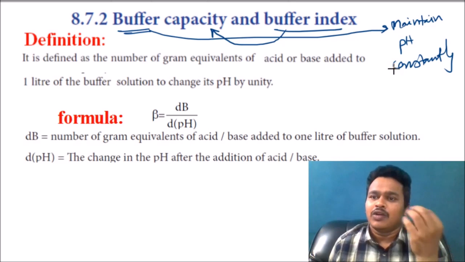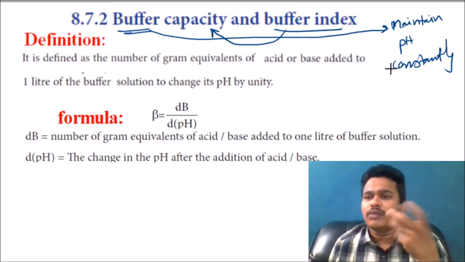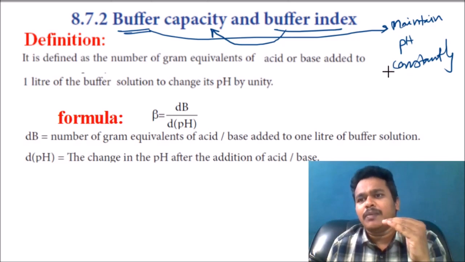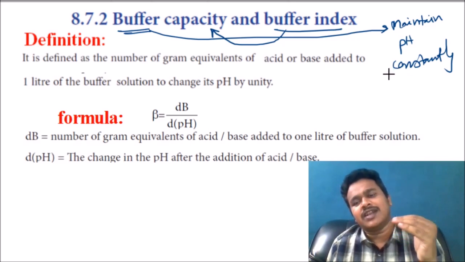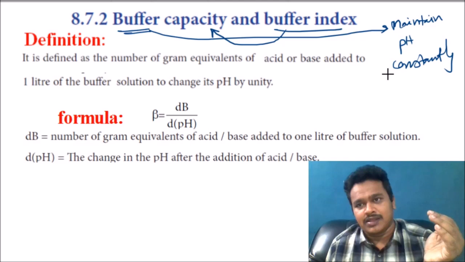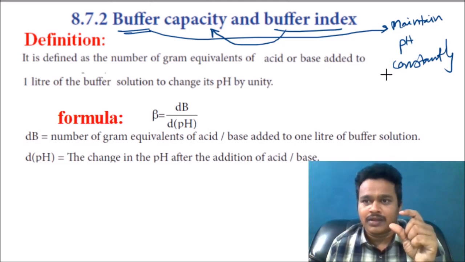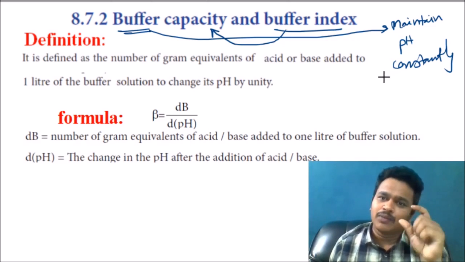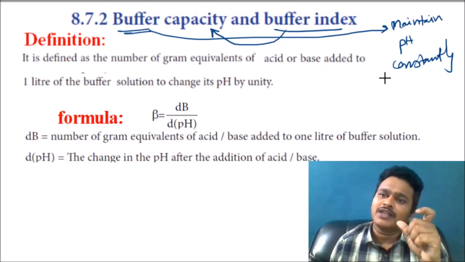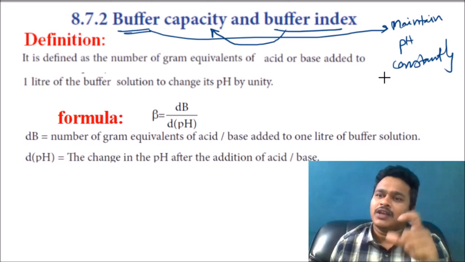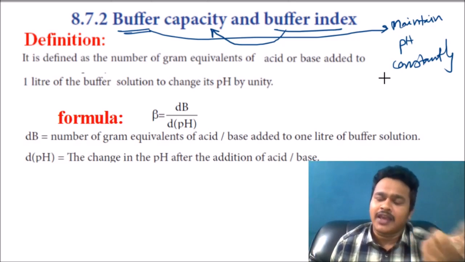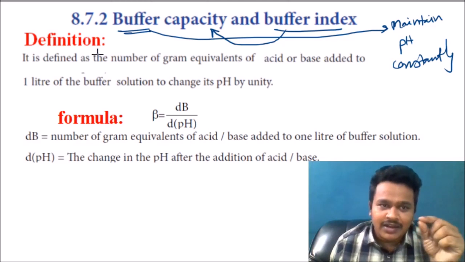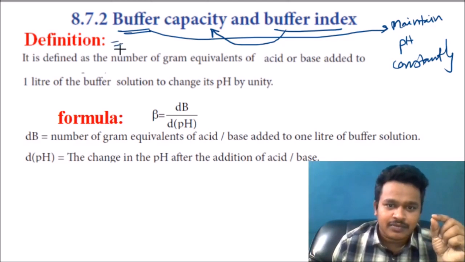Okay, what is a good buffer? A good buffer is one which does not change the pH value drastically. A good buffer has a higher buffer capacity. The buffer index of a good buffer will always be higher. So I will talk about the definition.